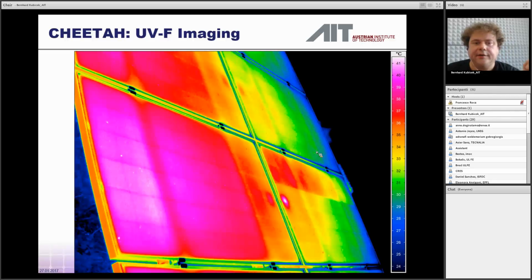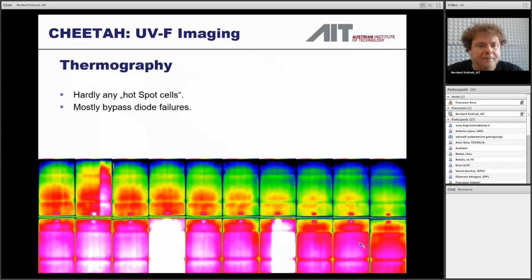Yeah. This is a typical UV image that we do with a 1024 camera. In this case, you see a bypass diode that is failing. And we also did the same stripes where we just make the flat assembly of a table. And this we then compare directly to the UV imaging that we did at night time.